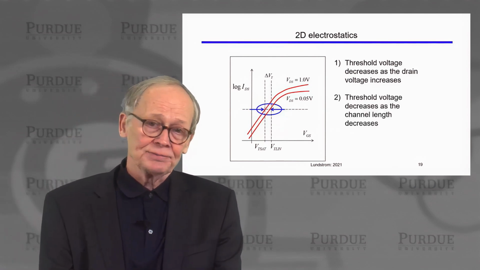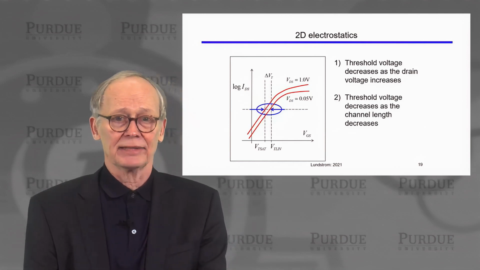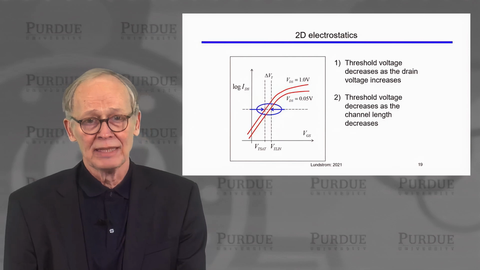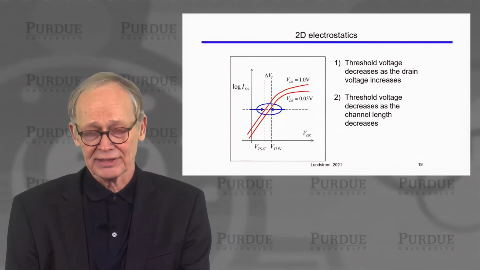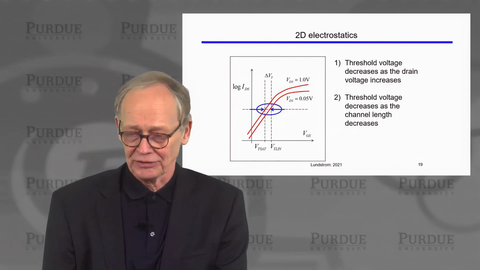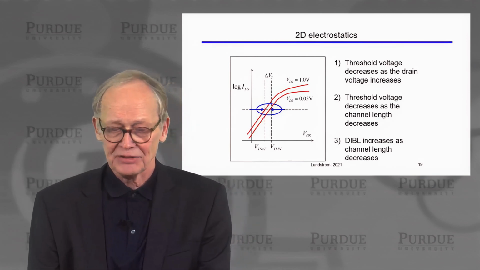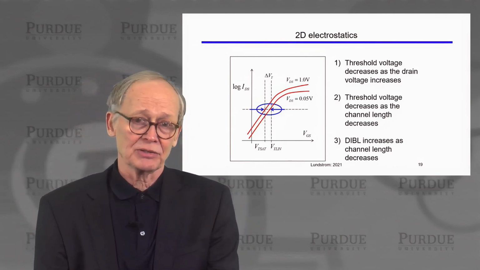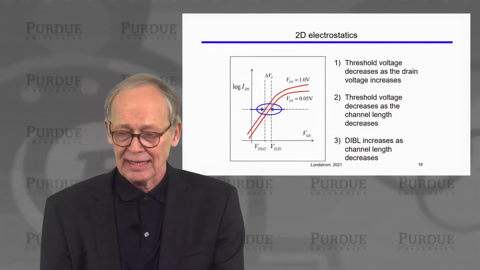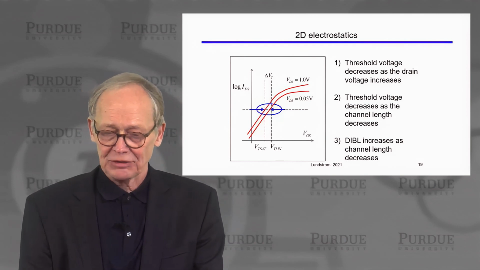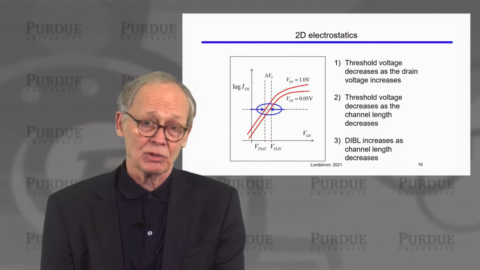Now also, the threshold voltage will decrease at a given drain voltage if we shrink the channel length. That's also not a desirable feature to have. We don't want different channel length transistors to have different threshold voltages. It complicates life for circuit designers. DIBL and these differences in threshold voltages are really the same thing. As the channel length shrinks, at a fixed drain voltage, the DIBL will also increase.